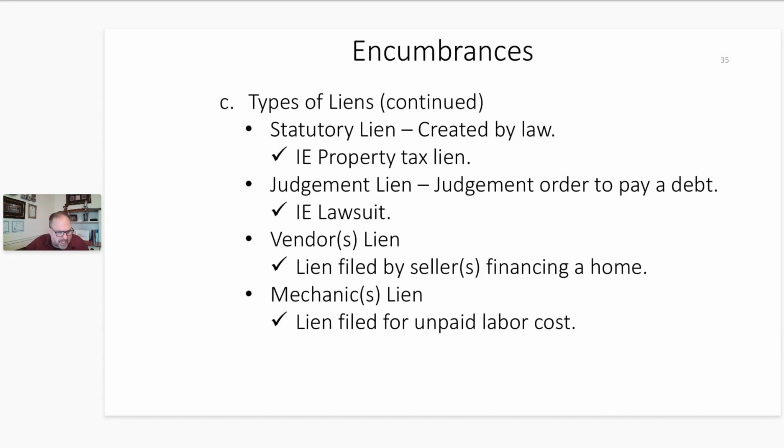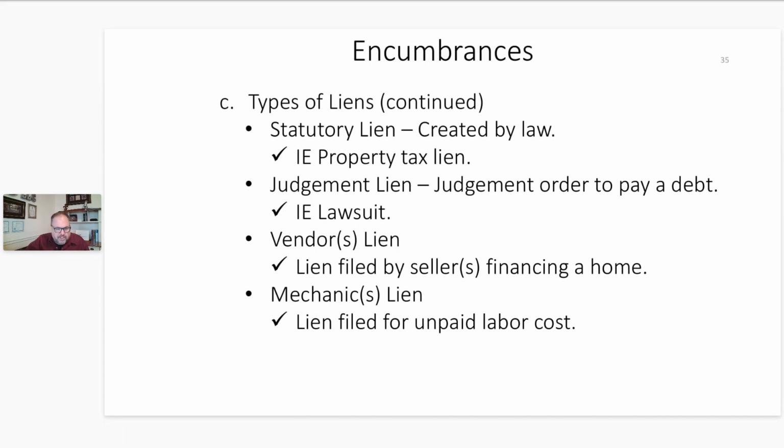A vendor's lien is someone that's owner financing. In other words, you want to buy my house and you say, John, I can't, the bank won't lend me the money. I don't qualify. I say, well, look, I'll finance it for you. I'm going to be the bank. So I lend you the money. Well, I'm going to put a lien on the property that you bought because it's my money. I'm the vendor, so it's called the vendor's lien. It's not a bank lien. It's not a mortgage lien.